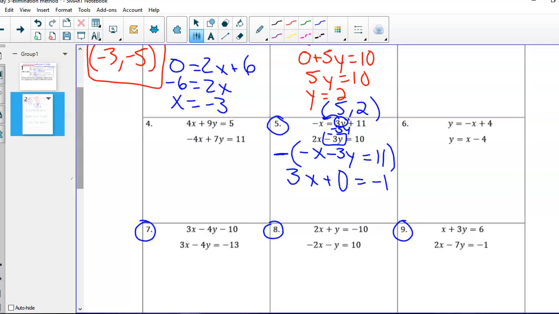Now I don't really need this 0. And this one you do end up with fractions. That's okay. So your x for this one is negative 1/3. And we need to figure out what y is. You can either put this back into the original equation, the other equation, or the one we moved. It does not matter. You should get the same thing either way. I think I put it into this one.